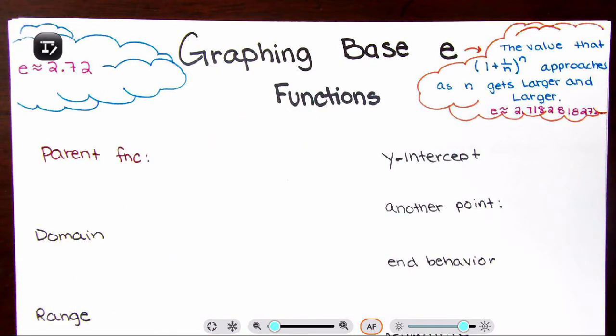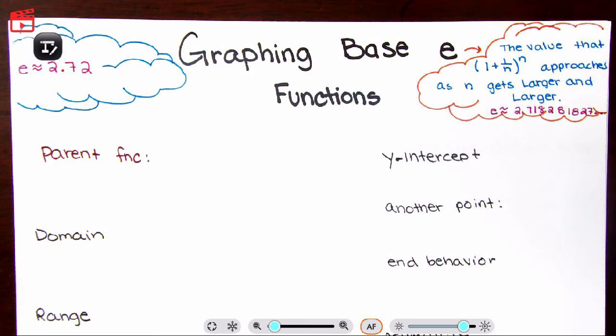Now, typically we will write things in terms of e. Just know that e is a numerical value of 2.72-ish, right? That's not the exact value. It's irrational, so it goes on forever. But we're going to be using that as our base in our exponential function.